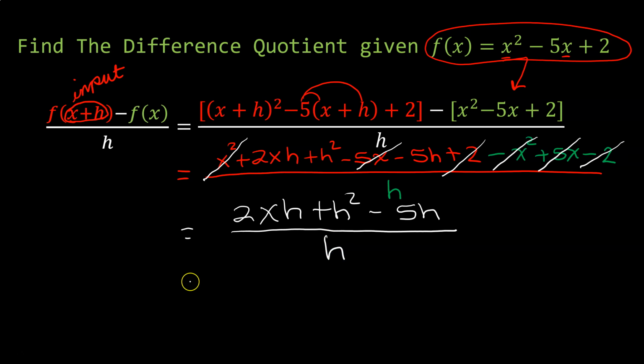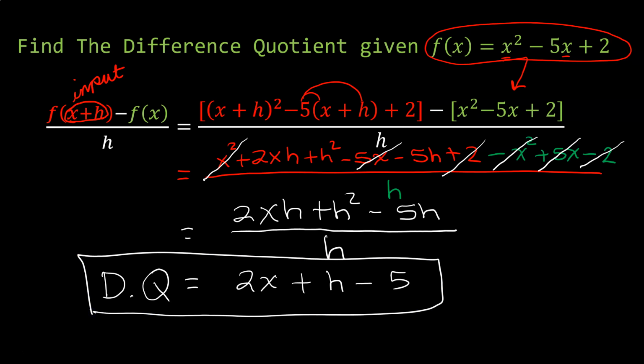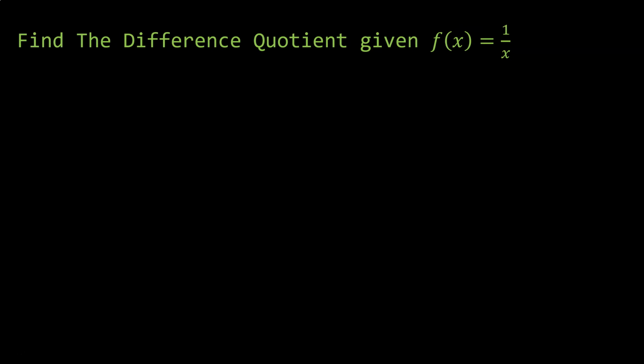So if I just go ahead and divide every term by h, I will have 2x plus h squared divided by h is just h. And 5h divided by h is just 5. So I will have minus 5 here. And that is the difference quotient for the function f of x equals x squared minus 5x plus 2. Okay, so just algebra, substitution, input, output with functions.